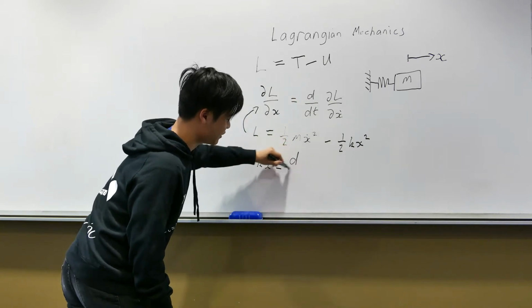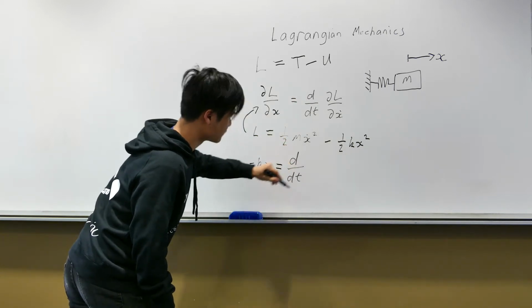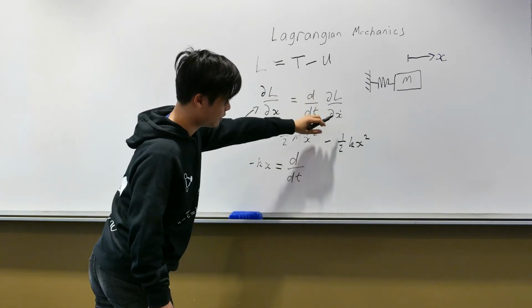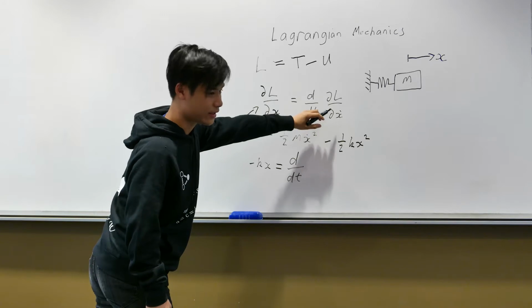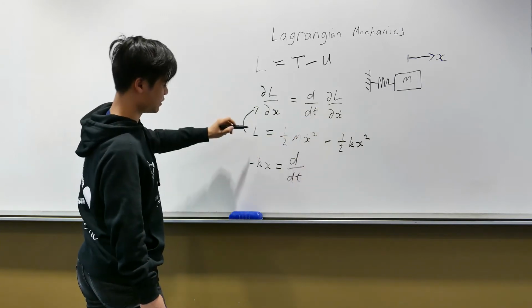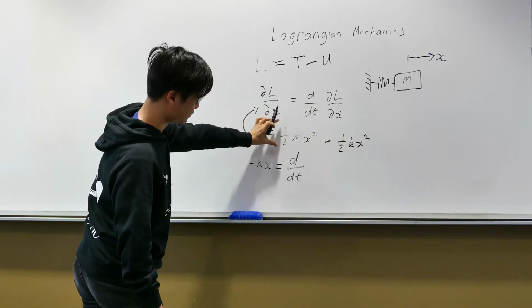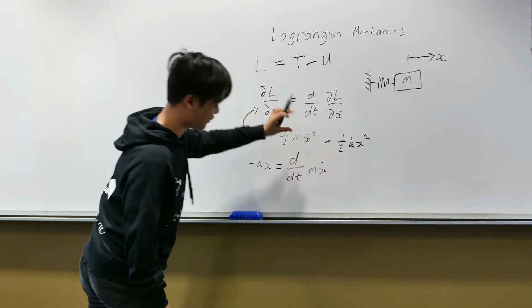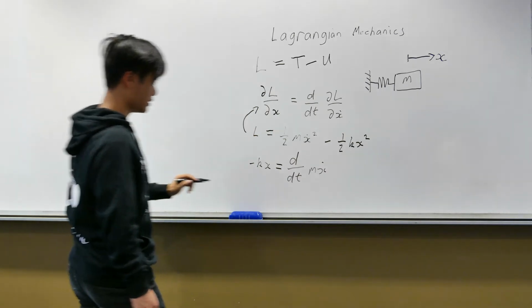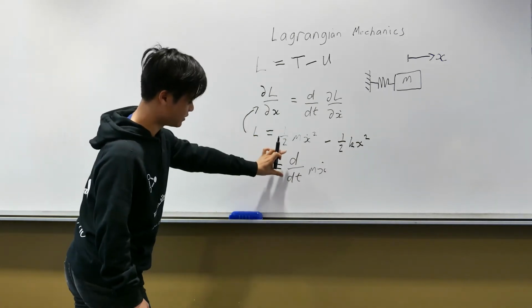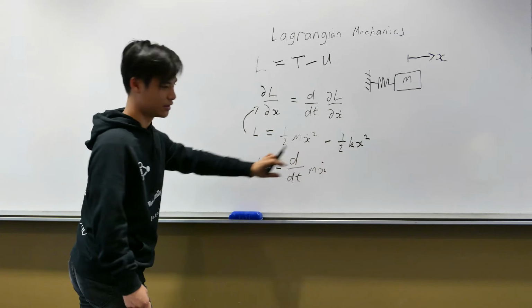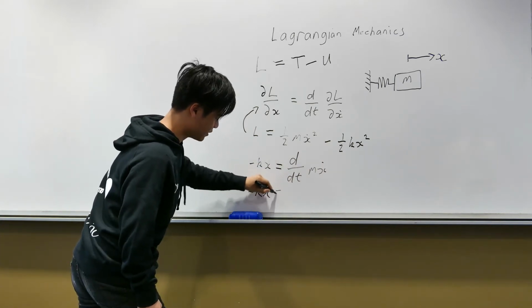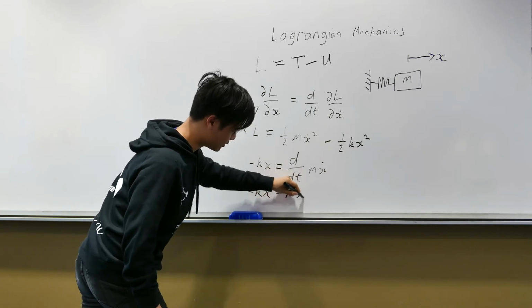Now we have the time derivative of the derivative of the Lagrangian with respect to the coordinate x dot. So that is simply just m x dot from differentiating this term. Now applying this differential to the x dot there, we get minus kx equals m x double dot.